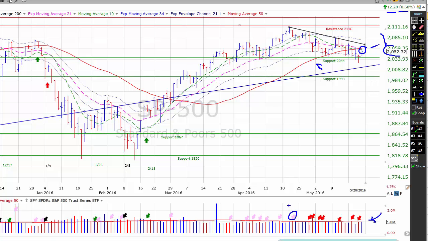Distribution becomes less relevant as it gets older, and so we remove it from our count when it becomes over a month old. The S&P 500 is in an uptrend under pressure and has been in an uptrend since February 18th. Right now, the S&P 500 remains on a buy signal according to our market timing model. We're bracketed by support down here in the 2044 area and resistance up here at its downtrend line. We have minor resistance at the 50-day moving average.